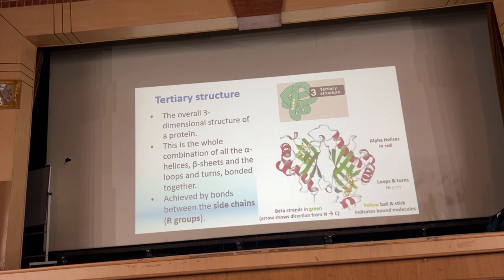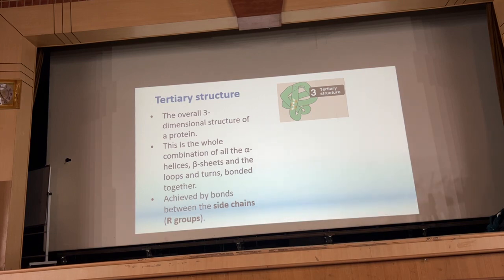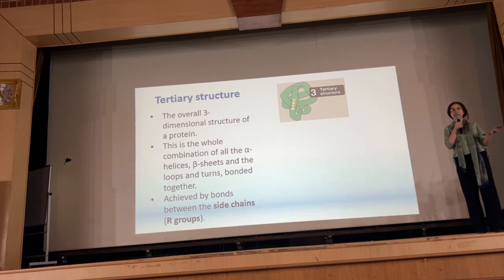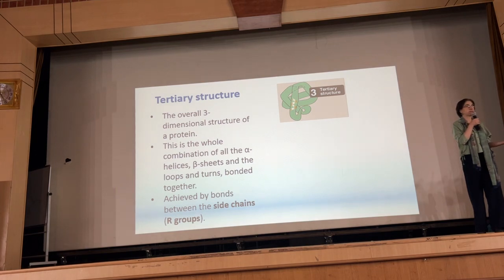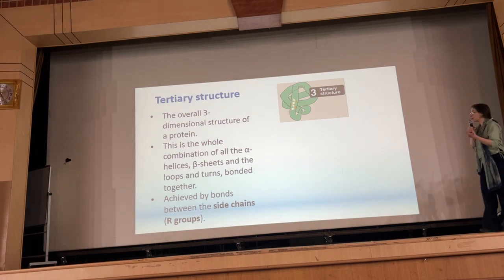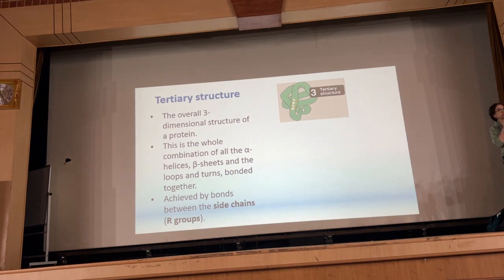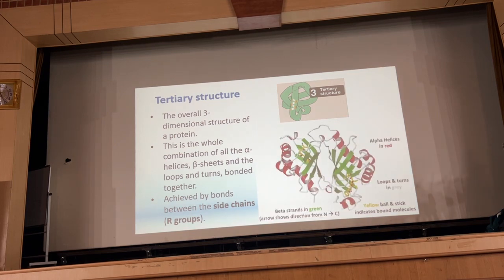Tertiary structure, as I said, is the overall three-dimensional structure. Now, the side chains of the amino acids, the R groups, are involved. They make bonds like disulfide bonds, like ionic bonds between the negative and positively charged amino acids, and other bonds as well, hydrophobic and other bonds as well. Okay? So if we look at this example, this is a protein. So each part of this chain, all of it, this is one.